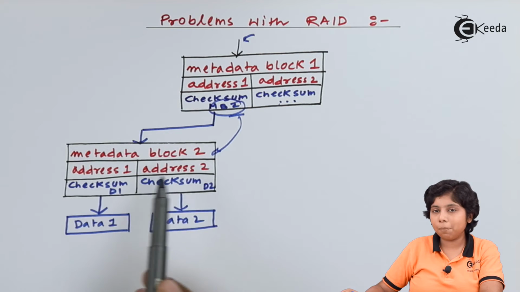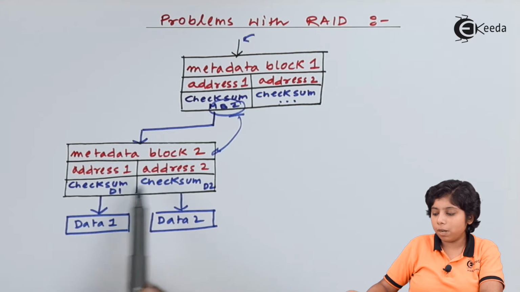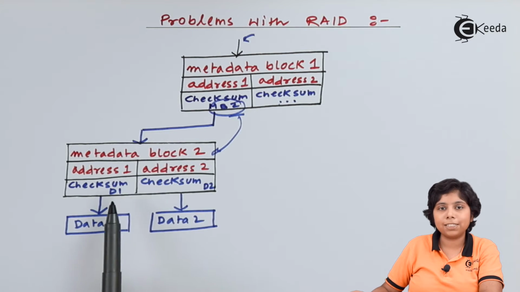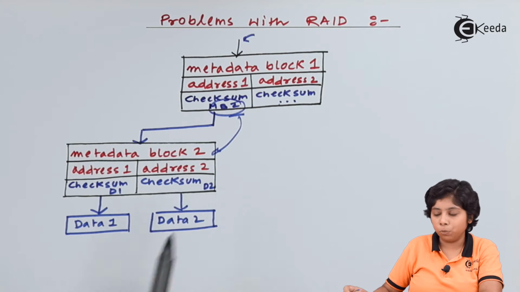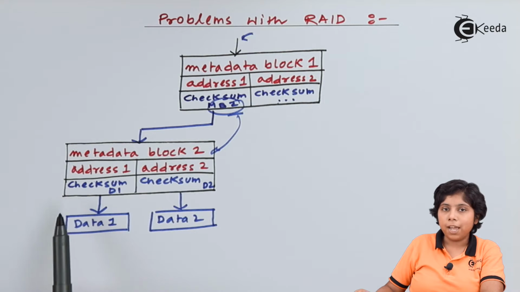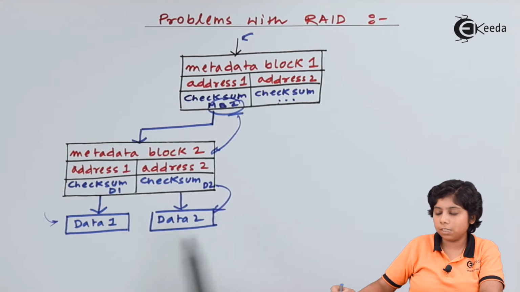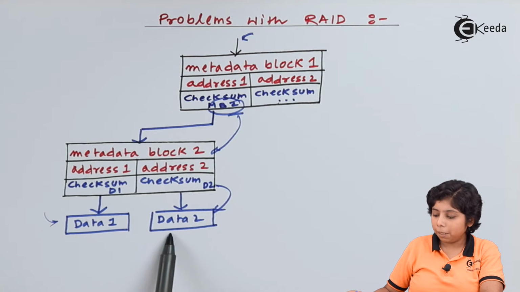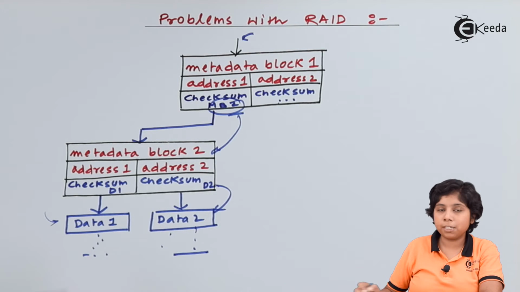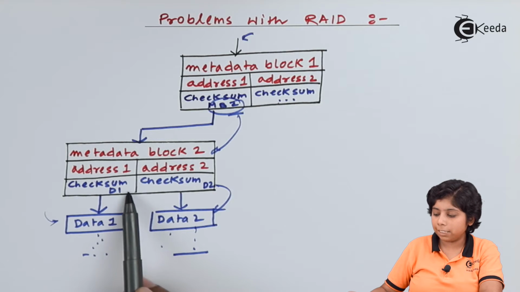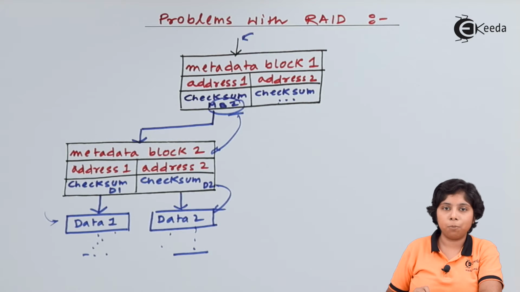Now in metadata block 2, we can see two addresses storing the checksums for D1 and D2, that is data block 1 and data block 2. So the checksum of D1 address points to the actual data block 1 and D2 points to D2. These data blocks can then be mirrored, and the bad blocks can be updated with the good blocks upon any checksum error on that particular data block.